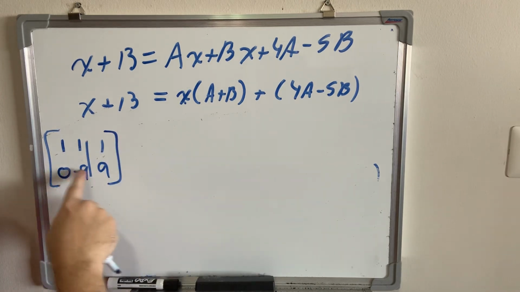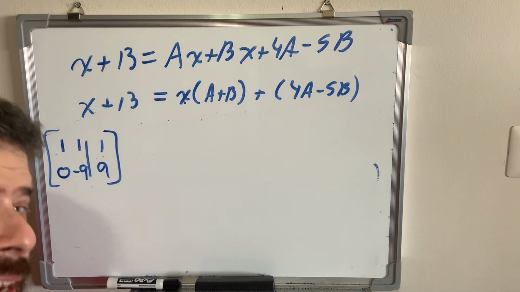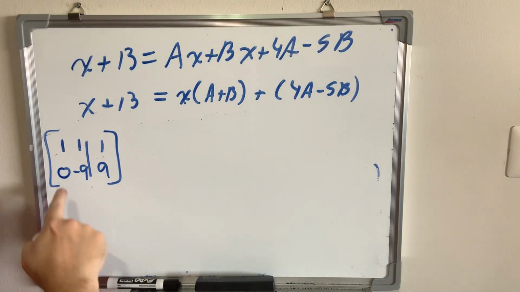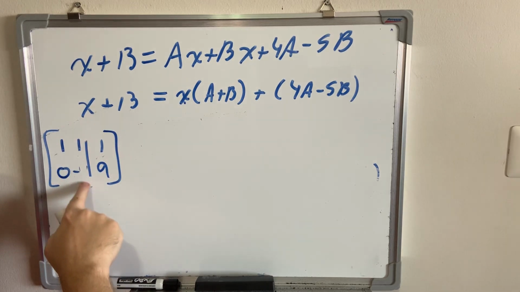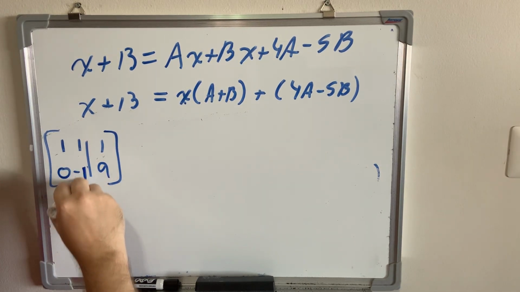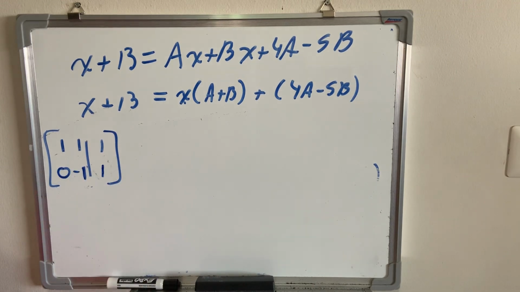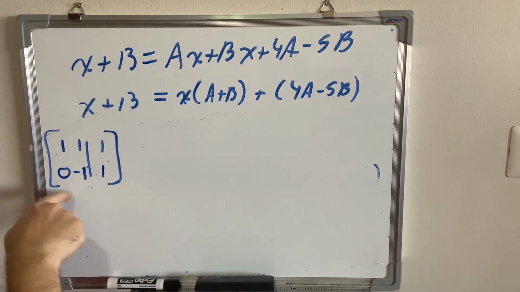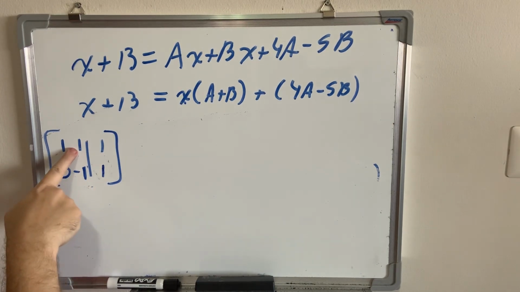Now, in order to simplify this, I'm going to divide the second line by 9, because I can do it. It's an equality. 0 divided by 9 is 0. -9 divided by 9 is -1. 9 divided by 9 is 1. So I got rid of this value. Now remember, in order to solve, all I have to do is get rid of this value right here.